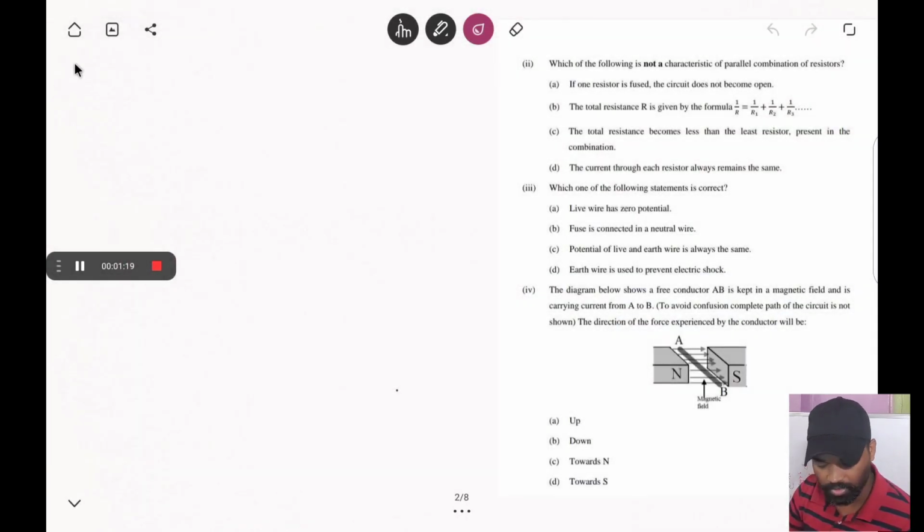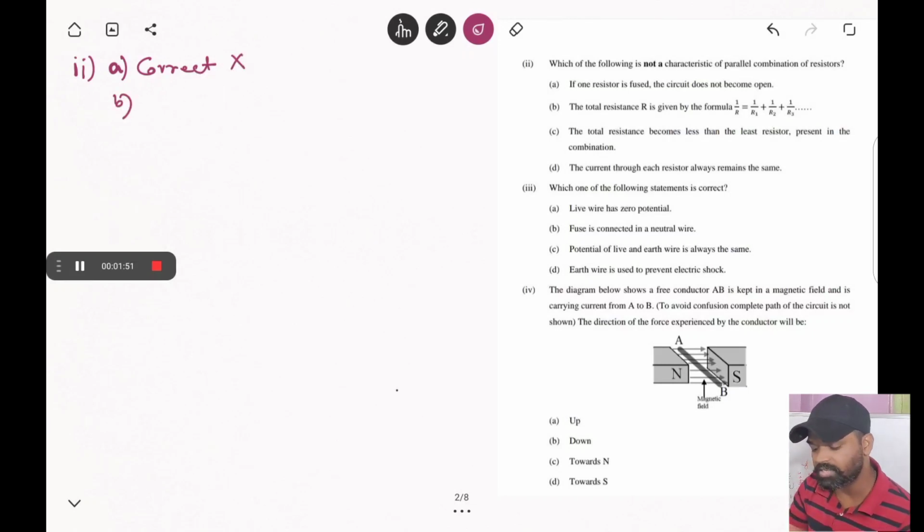Now let us look at number 2. Which of the following is not a characteristic of a parallel combination of resistors, which is a false statement? Option A, what they have given: if one resistor is fused, the circuit does not become open. I think that's a correct statement. So this will not be my answer. Be careful, I need to look for the incorrect statement. So this is not my answer.